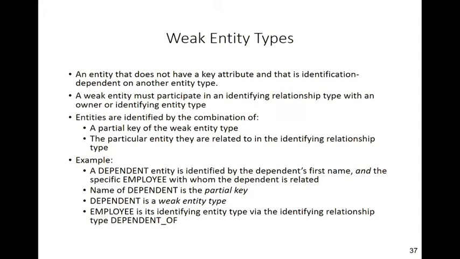Right, the weak entities we have are in the identifying relationship. So in our case, the dependent entity is identified by the dependent's first name and the specific employee. The name of the dependent is a partial key. Dependent is a weak entity type.